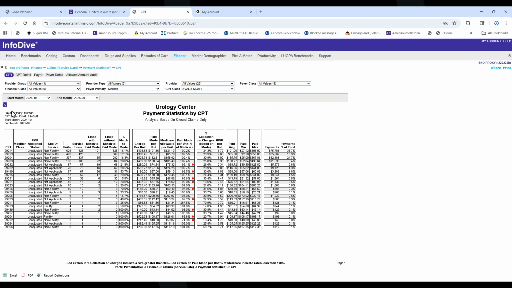You could dive in, again, you have the purple box, you could dive into any one of these categories and get the details of those specific codes, or you could come over to the CPT detail as well.